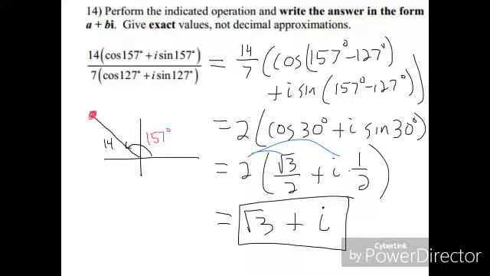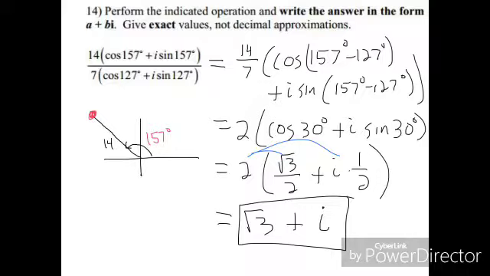This is the form that they want, a plus bi form. a is square root of 3, b is the invisible 1 out in front of i. There's your a plus bi. No calculator needed, pretty simple problem. And again, this picture is just to remind you of what this form means. It's just one point in the complex plane.